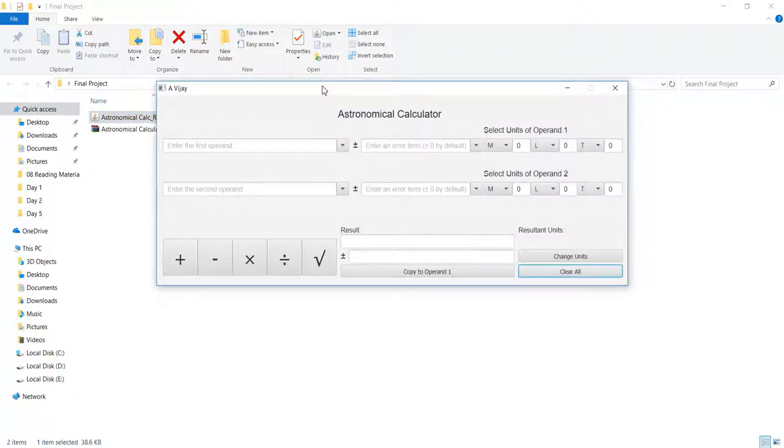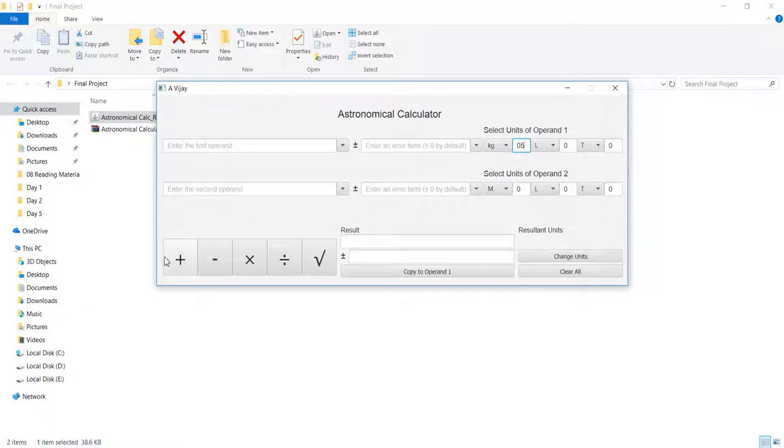On the interface, we can see that there are two input boxes followed by two error term boxes. Each of these boxes have been provided with a prefix selector to make efforts a bit easier. I've also provided means to select the units which can be raised to any power. For example, I can select kg raised to the fifth.